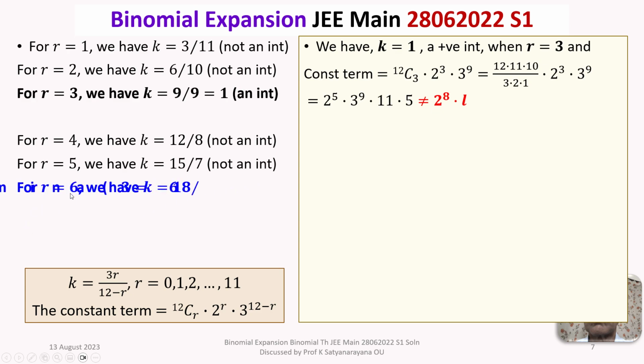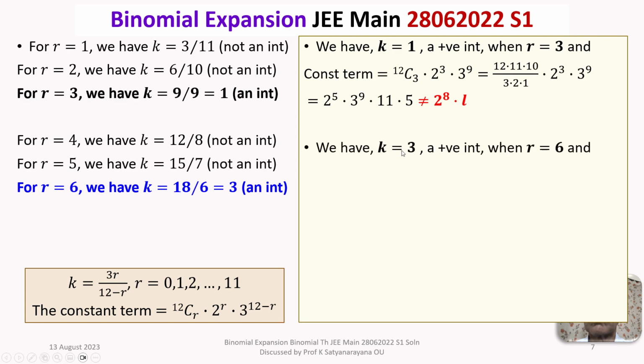So for r is equal to 6, we have 3 times 6 is 18 by 12 minus 6 is 6, that is 3, which is a positive integer. Therefore, it is a candidate for us. k is equal to 3, a positive integer, when r is equal to 6.